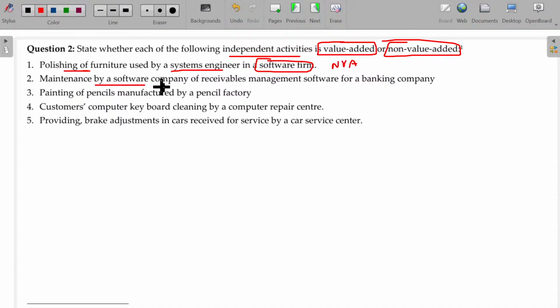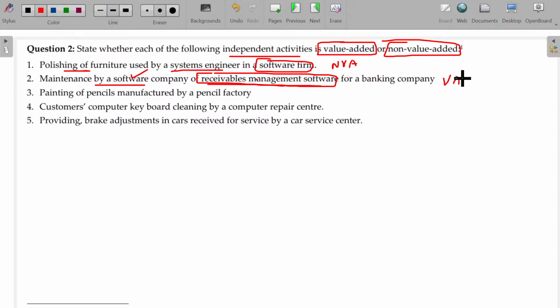Maintenance by a software company of receivables management software for a banking company. The banking company uses receivables management software. If it gets corrupted, then the banking operation will be in trouble. So what can you do? You have to have support. Then definitely it's a value added activity. Value added. Is that clear?